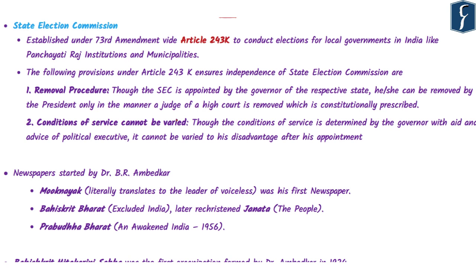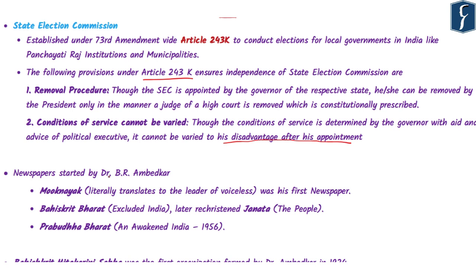Article 243K spells out the procedure of removal for State Election Commission, and it says that SEC is appointed by the governor of the respective state, but can be removed only in the manner a judge of a high court is removed, and a judge of a high court is removed only in the manner a judge of Supreme Court is removed. Article 243K is also important for independence of a state election commission because it says that though the conditions of service are determined by the governor with the aid and advice of the political executive, they cannot be varied to his disadvantage after his appointment.